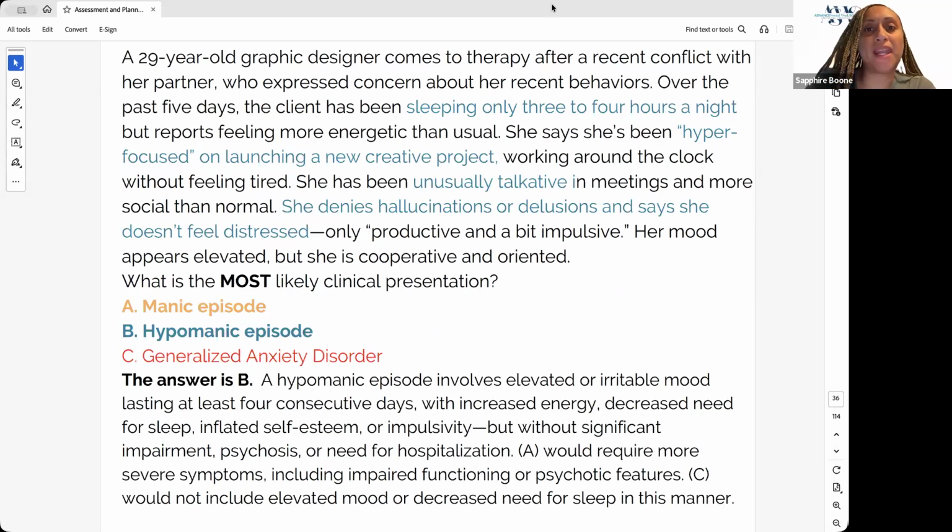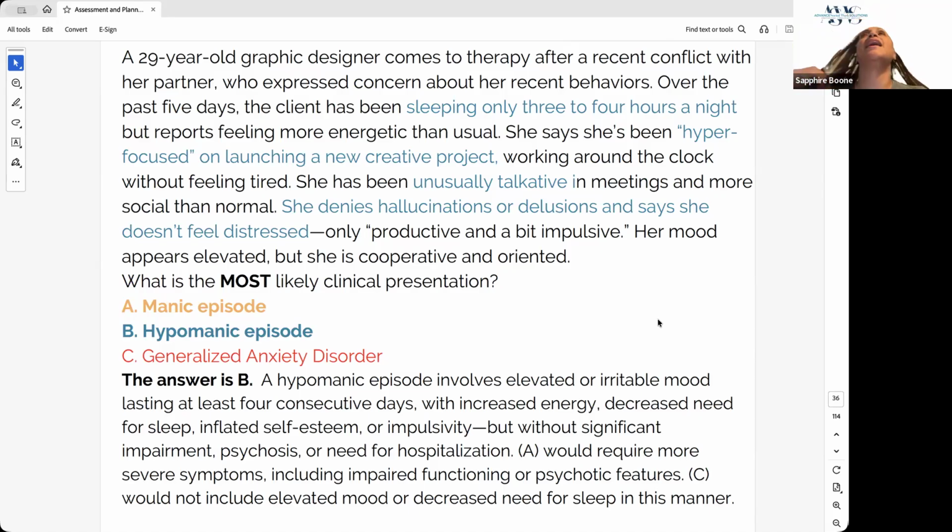Okay, the answer is hypomanic. And the reason we can rule out manic is because it says that she denies hallucinations or delusions. And she seems to be still functioning, right? She's still functioning. And it has not resulted in any type of hospitalization, to denote a severity that would rise to the level of manic episode. The reason why it's not C, let me see, does it say? The reason why it's not C is because it is talking about mood.